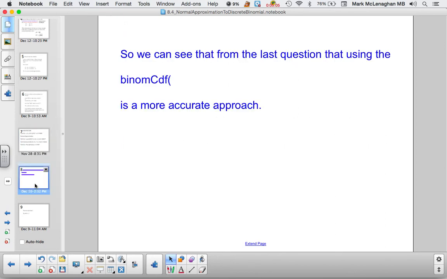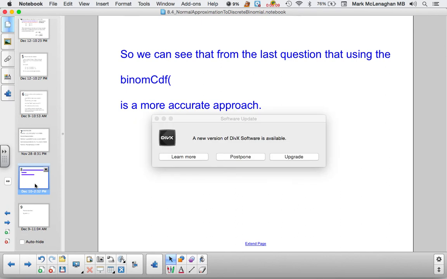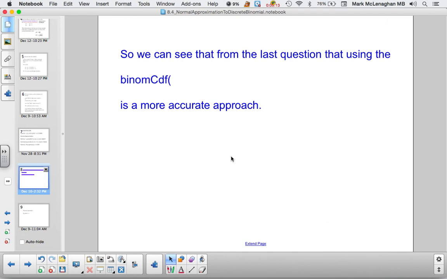Just note to ourselves, we can see from the last question that using the binom CDF function in the calculator will give us the most accurate answer. The binomial distribution can be used sometimes, but occasionally using the binom CDF will give us an answer a little bit faster. Let's put it that way.